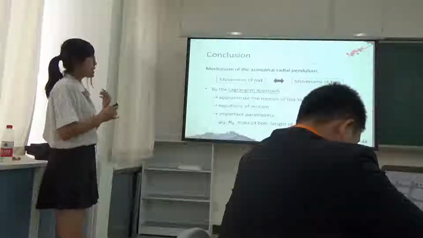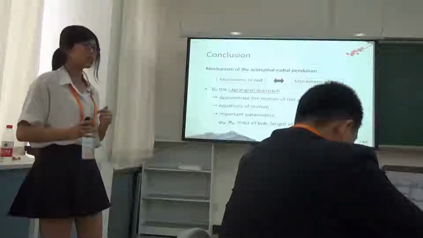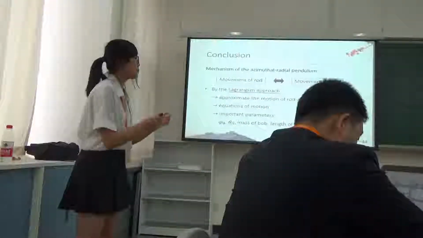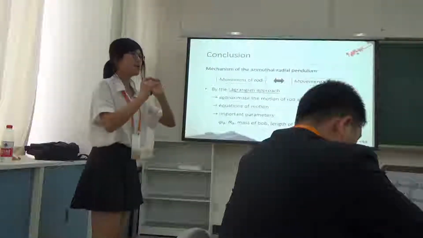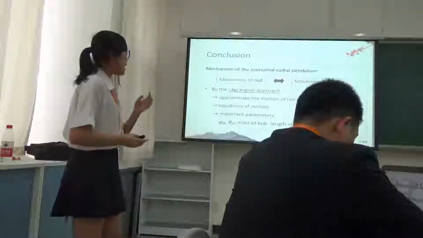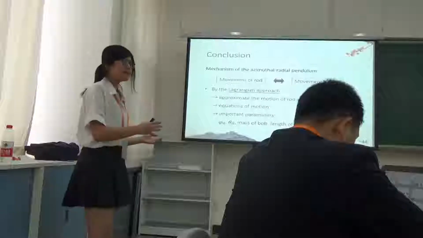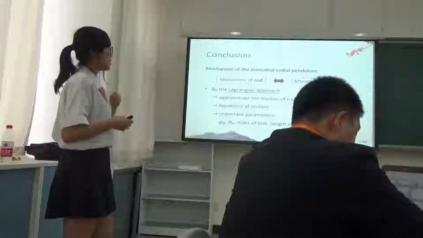First, about the mechanism of Azimuthal-Radial Pendulum, we believe that's because of the movement of a rod and the movement of a ball, and the two will interact. And to explain this mechanism, we try to use the Lagrangian approach.